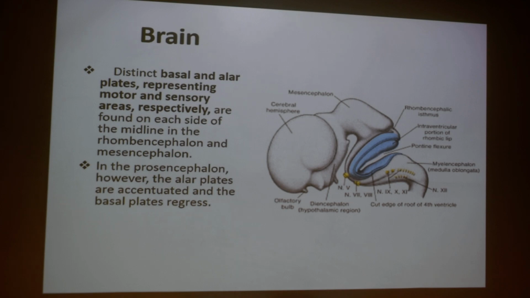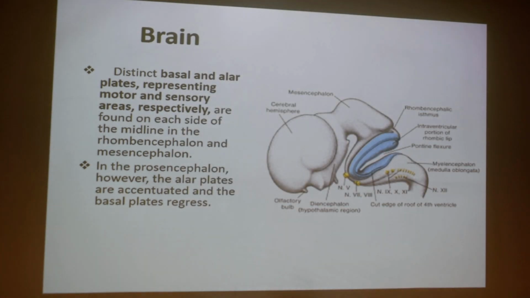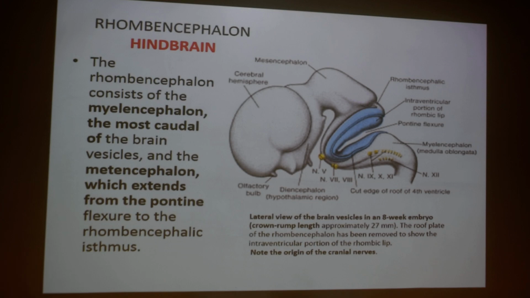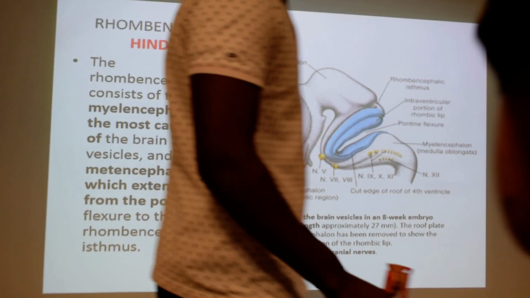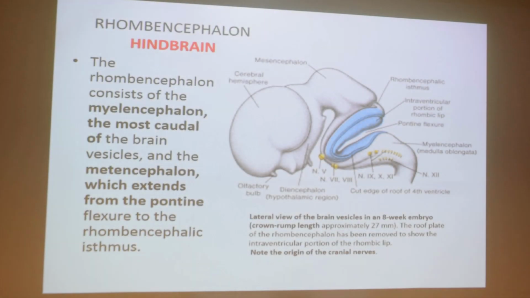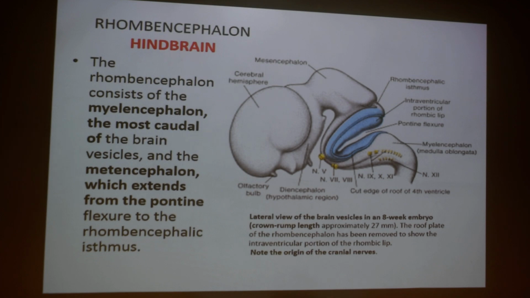Okay, so this is just a start or the introduction which you need to have before we go into details. Next, we will start with the development of the hindbrain, which is the rhombencephalon. The rhombencephalon has two parts. One is called the myelencephalon and the other is called the metencephalon.